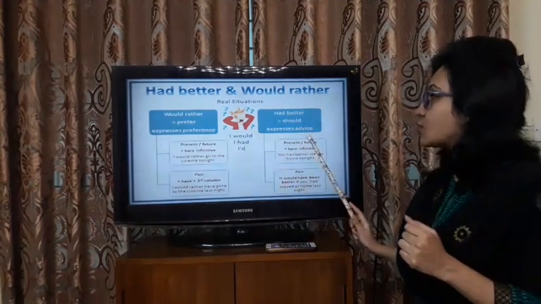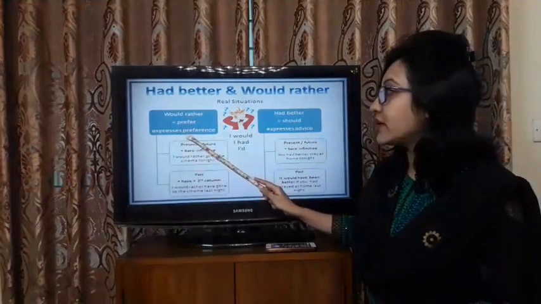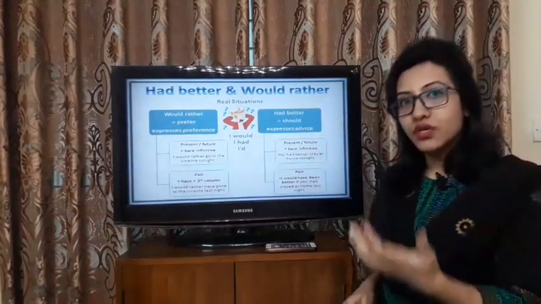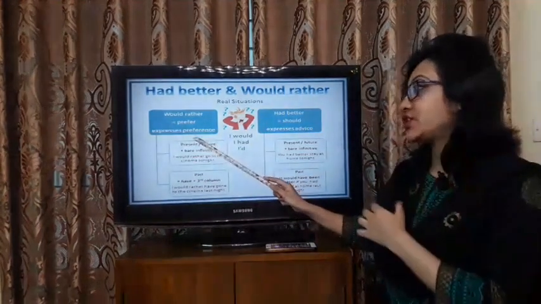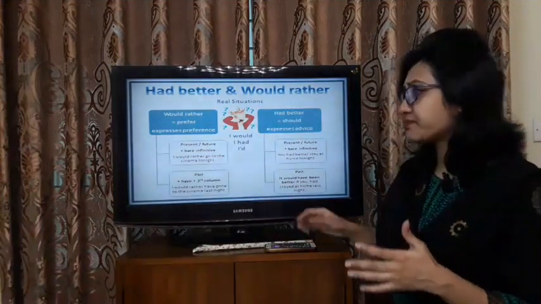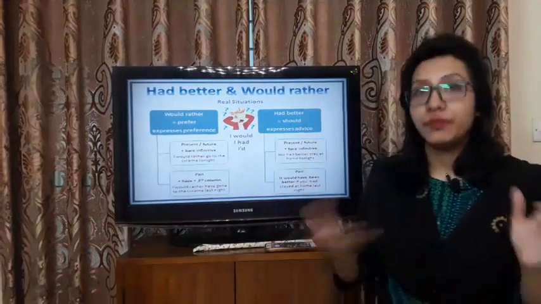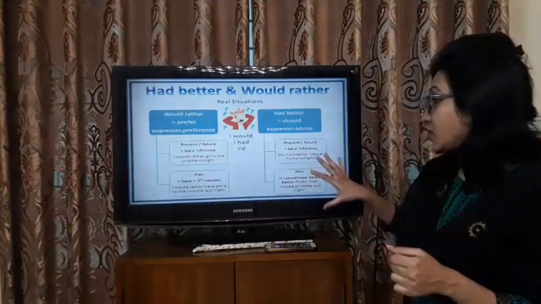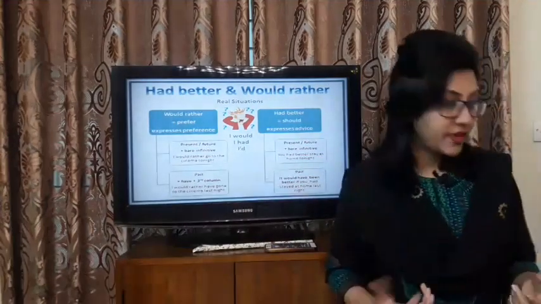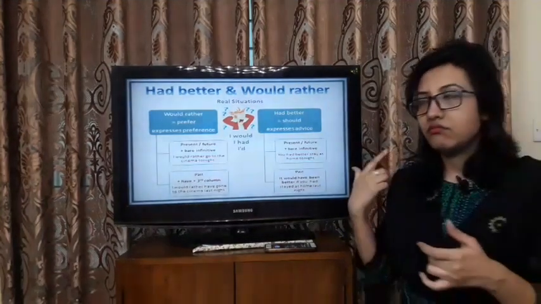Had better gives advice, and is used like should. On the other hand, would rather expresses preference, whichever you like more. In most cases with would rather, we are going to have two options and one will be preferable, and in case of had better there will be a situation where you have to give strong advice.